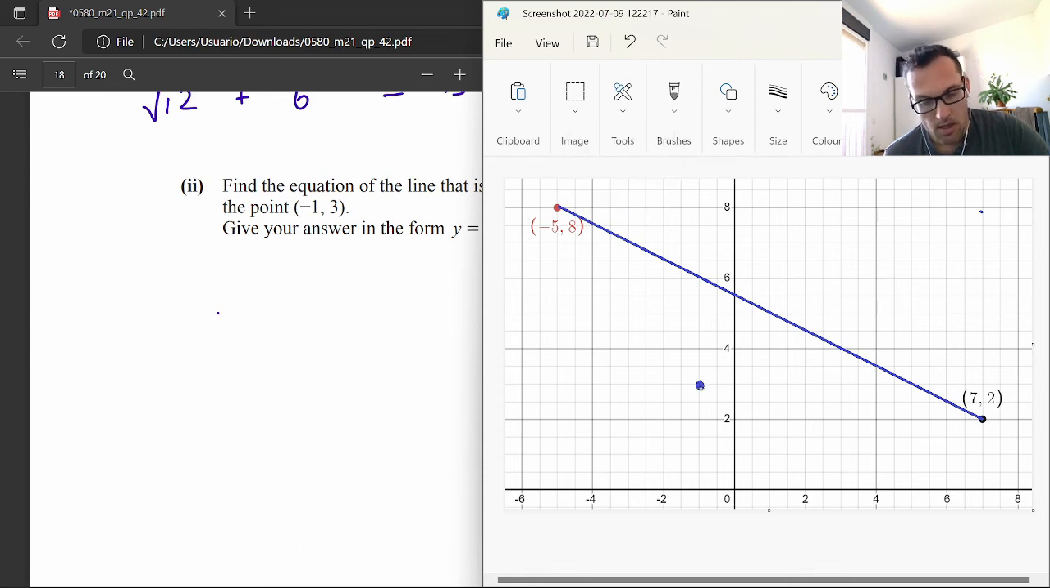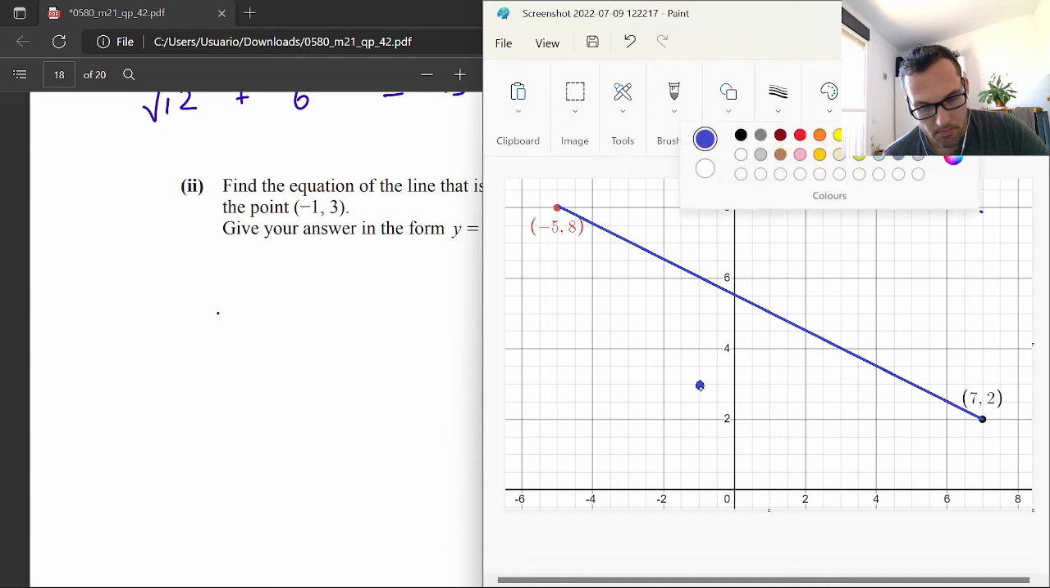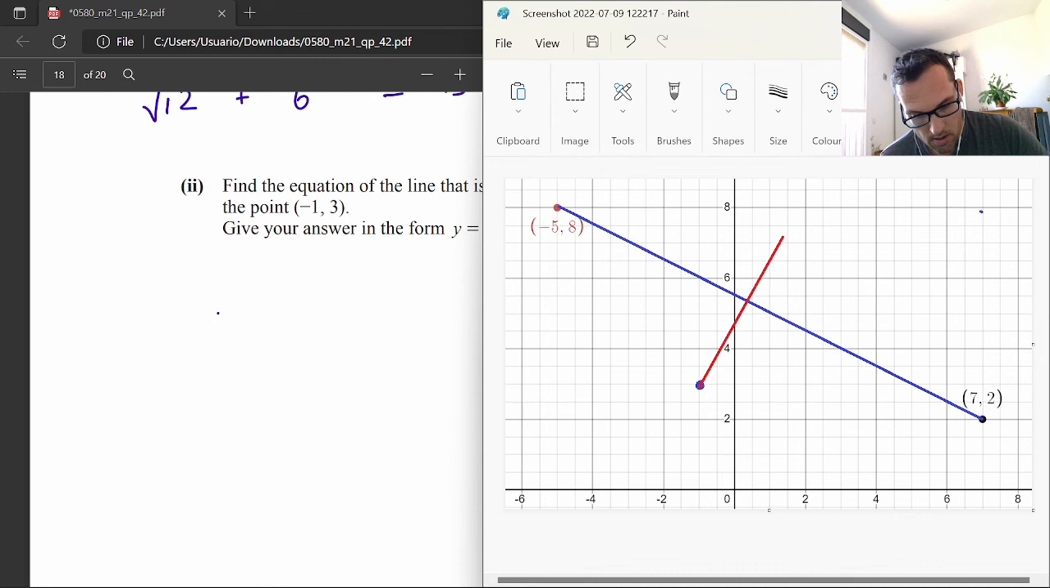And then if we draw from there a line going perpendicular, it goes through this point. So that's what we need, the equation of that line. Right, first we're going to need the equation of our original line, the one between (-5, 8) and (7, 2). From that, we can get the equation of the perpendicular line.